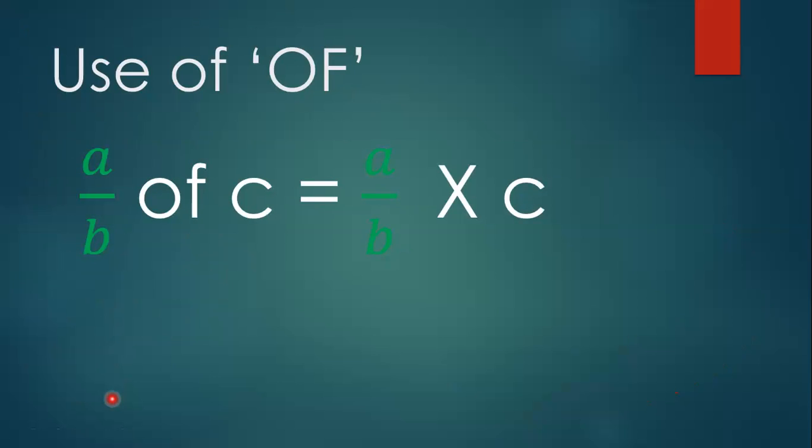Now comes a very extremely important concept: the usage of 'of'. Children, many a times we say, I ate two-thirds of the entire pizza. One-third of the class is busy with this thing. One-fifth of the girls have participated in sports. We keep on saying this way, right? Whenever we say it this way, 'of' means nothing but to multiply. Is this clear, children?